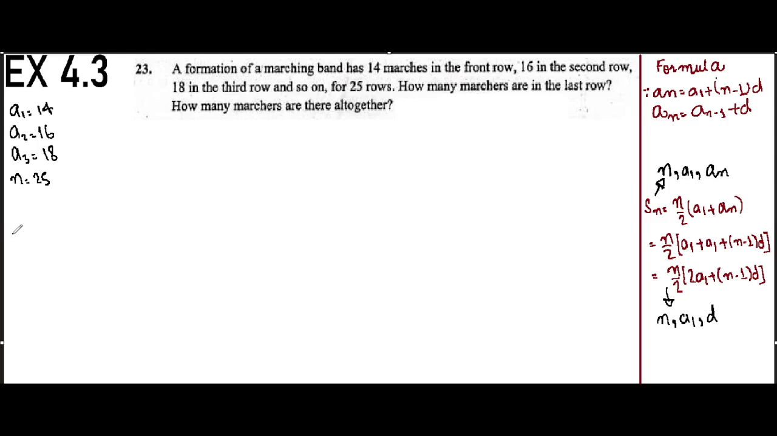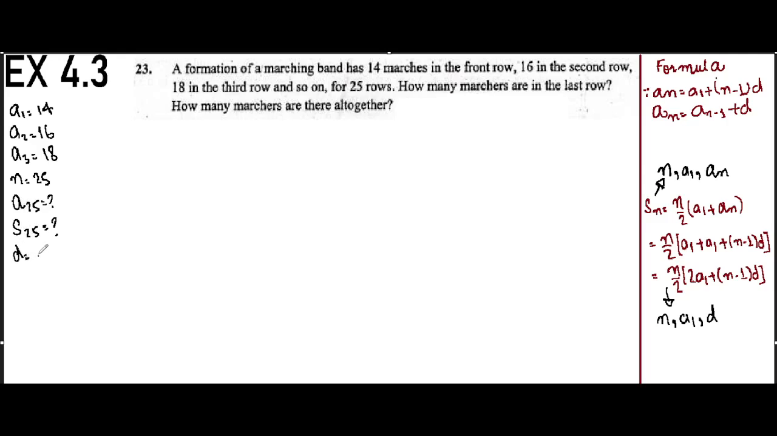How many marchers are there in the last row? For the last row, we need to find A25 is equal to question mark. And how many marchers are there altogether? So S25 is basically equal to question mark. Now to find A25, we also need the value of d.